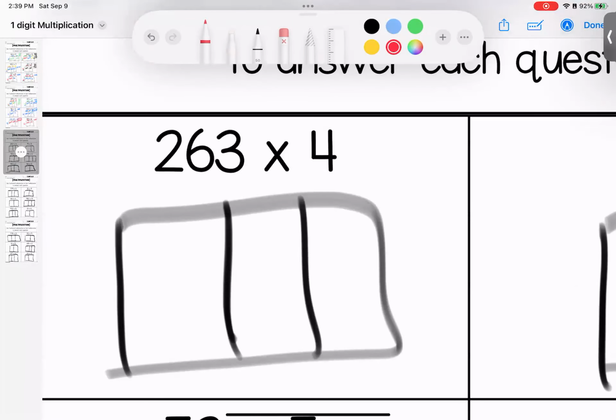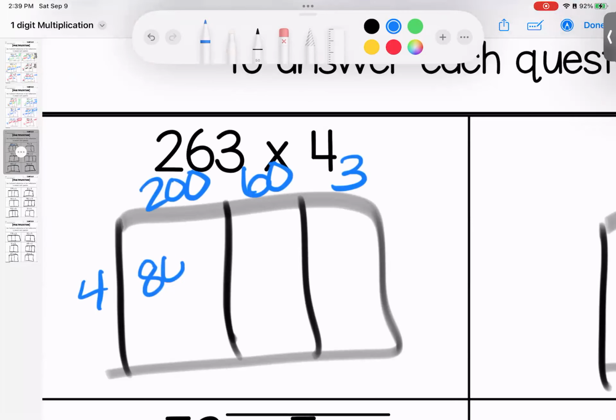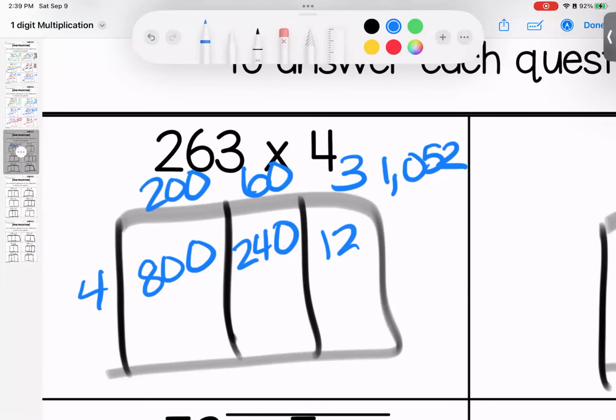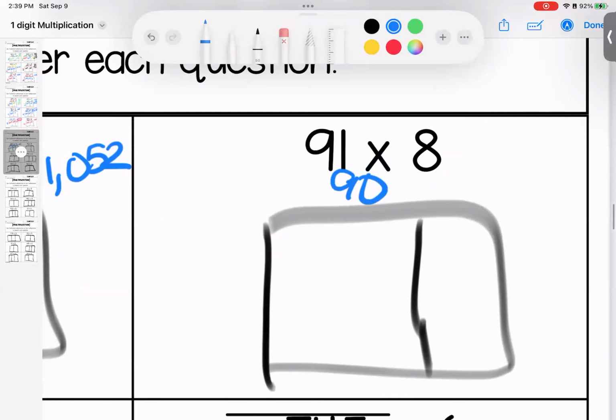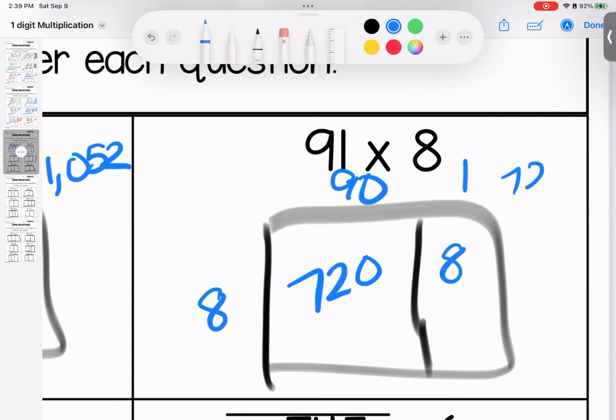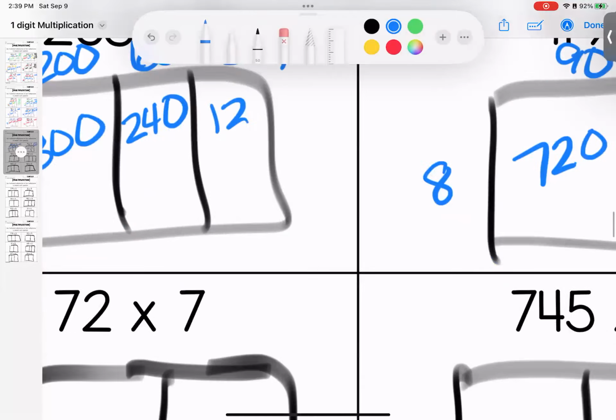All right, next page I have 263 times 4. 4 times 2 is 8, 2 zeros. 4 times 6 is 24 with a 0. 4 times 3 is 12. 800 plus 240 plus 12 gives us 1,052. 91 times 8. 8 times 9 is 72 with a 0. 8 times 1 is 8. 728.